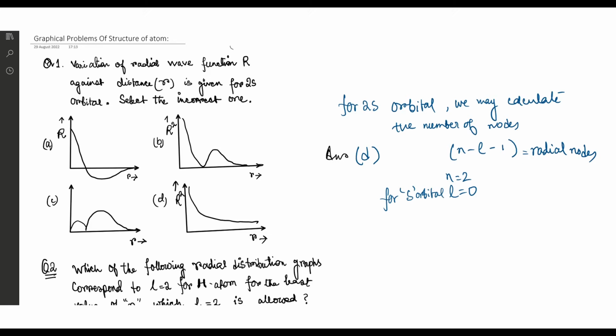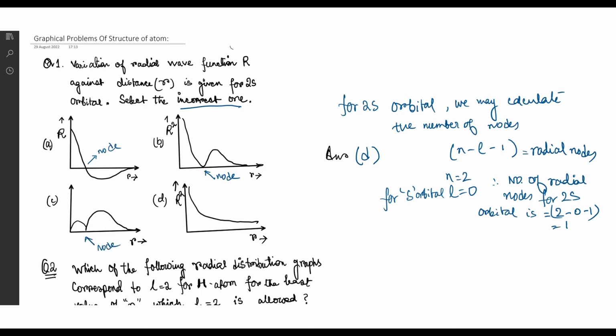Therefore the number of radial nodes for 2s orbital is 2 minus 0 minus 1, that is only 1. And you see the incorrect one. So in A, B, C there is a node. Here it is a node, right? It is a node. It is a node. But in this case there is no node. That is why our answer should be D.